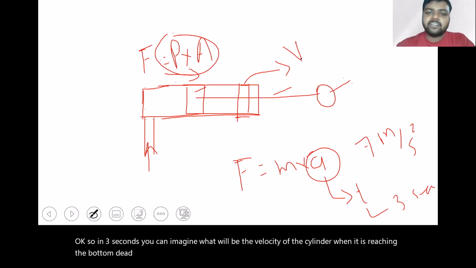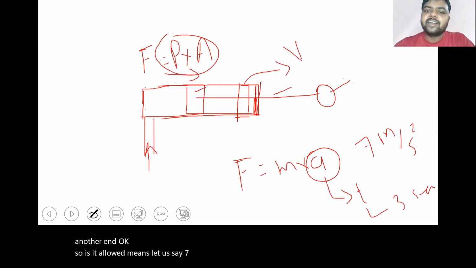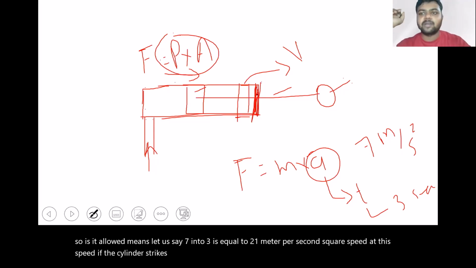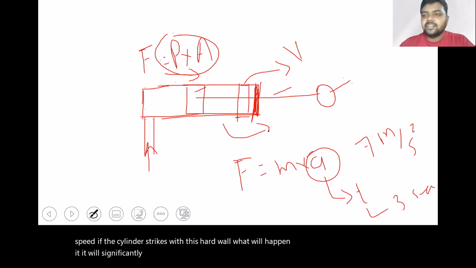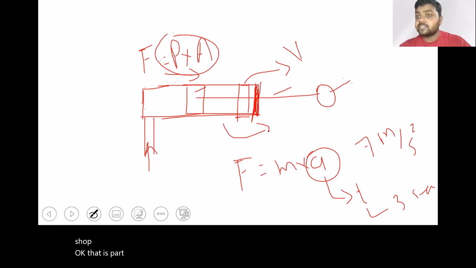When it is reaching the bottom dead center, it will strike the other end. So is it allowed? Let us say 7 into 3 is equal to 21 meter per second speed. At this speed, if the cylinder strikes this hard wall, what will happen? It will significantly damage the cylinder, and it is not allowed. So how can we absorb the shock? That is part of our next lecture's discussion. So please think about it.